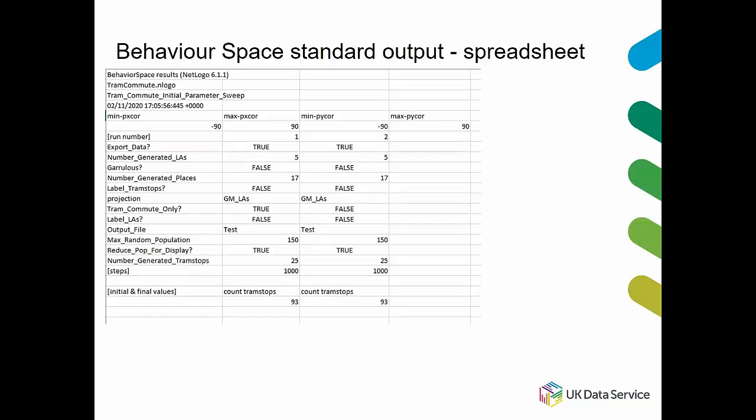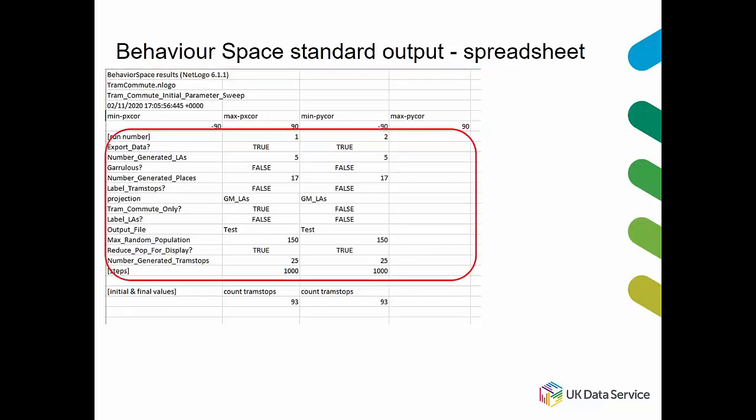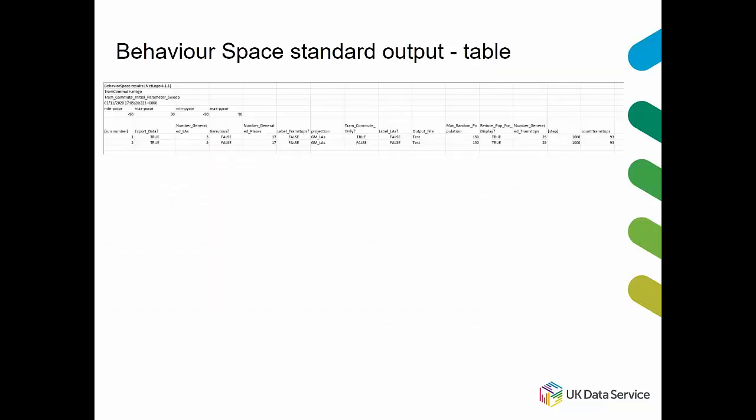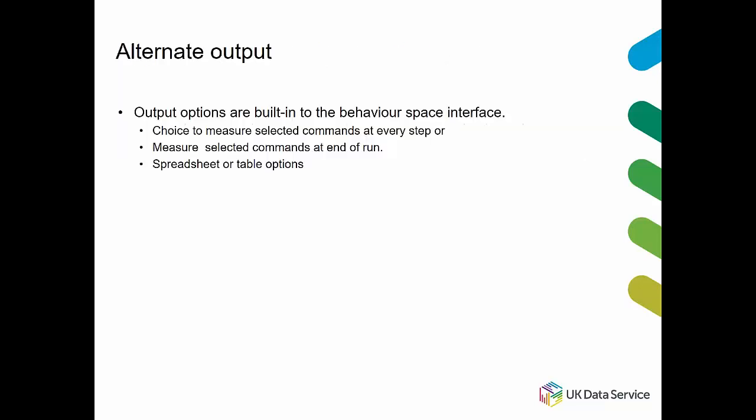So this is the spreadsheet view. This is the automatic output that I got if I just told it to count tram stops at the end of a run. I just wanted to show you a little bit what these BehaviorSpace standard outputs look like. It starts off at the top with some details about when the model was run and some global features, then the parameter settings for this particular run, and then the actual values that it records according to the outputs that you set. This is the same information, but in the wide table format instead, just to show you if you care strongly about whether it's wider or narrow.